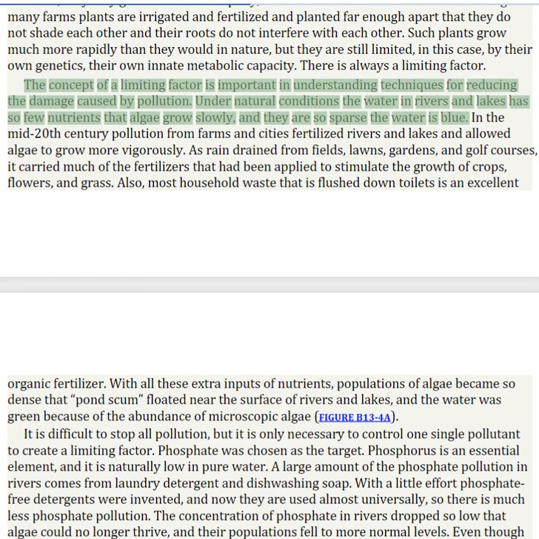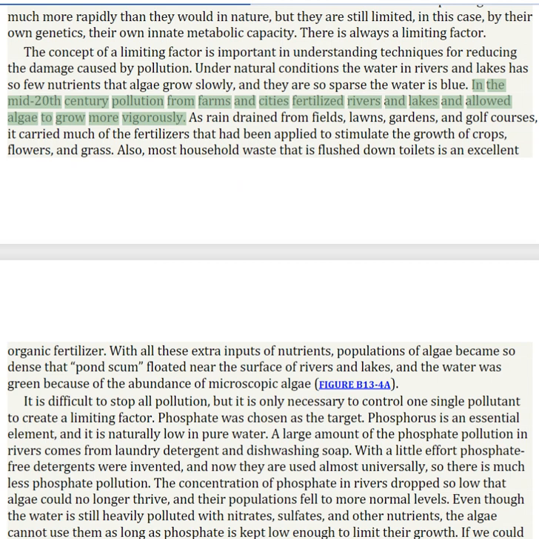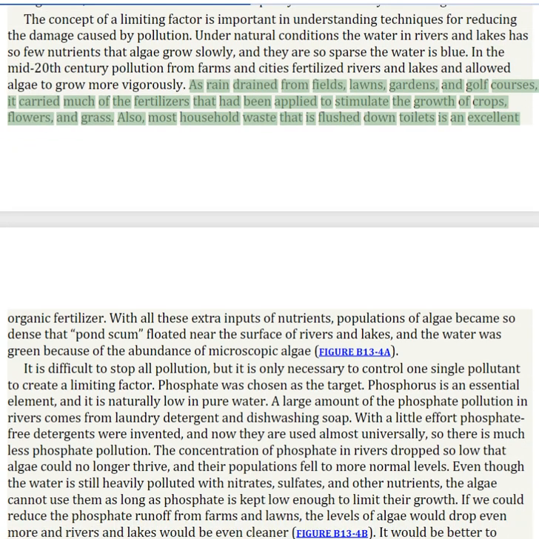The concept of a limiting factor is important in understanding techniques for reducing the damage caused by pollution. Under natural conditions, the water in rivers and lakes has so few nutrients that algae grow slowly, and they are so sparse the water is blue. In the mid-20th century, pollution from farms and cities fertilized rivers and lakes and allowed algae to grow more vigorously. As rain drained from fields, lawns, gardens, and golf courses, it carried much of the fertilizers that had been applied to stimulate the growth of crops, flowers, and grass.